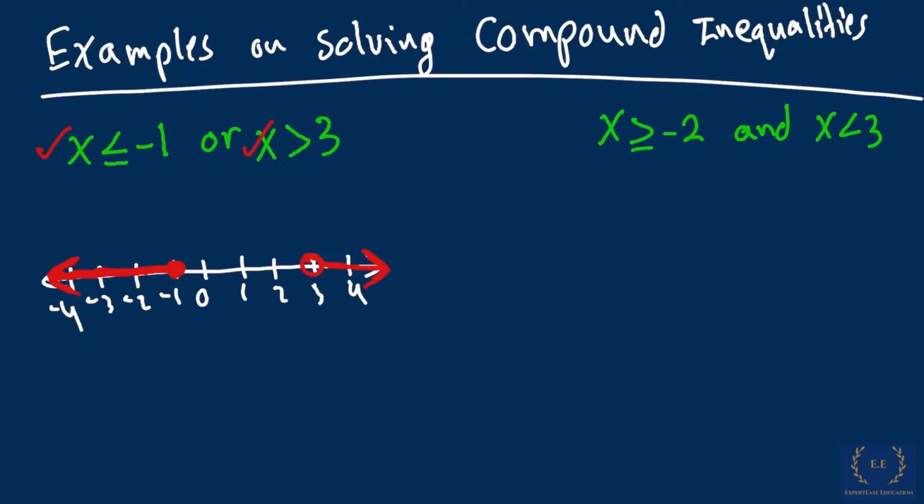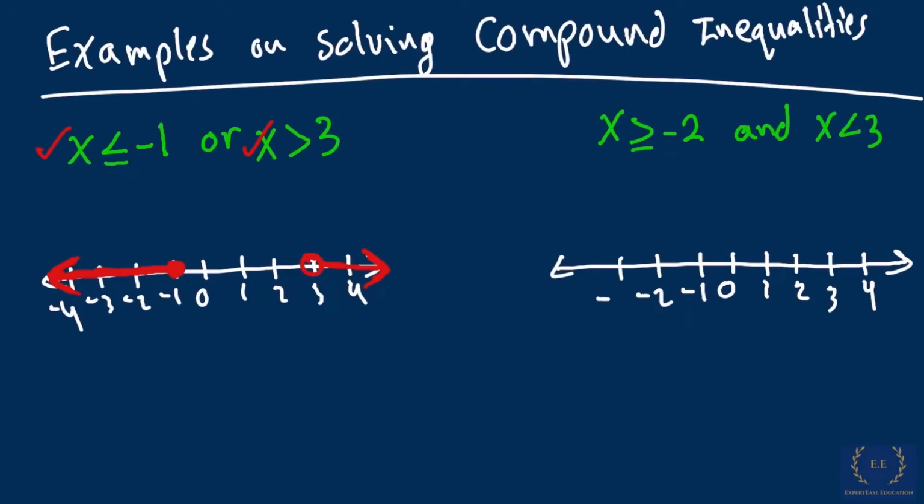Now let's go to the second problem, which is an AND compound inequality. And let's follow the same approach. We have the following number line, and I'm going to add the following points: 1, 2, 3, and 4. And here I'm going to have -1, -2, -3, and -4.